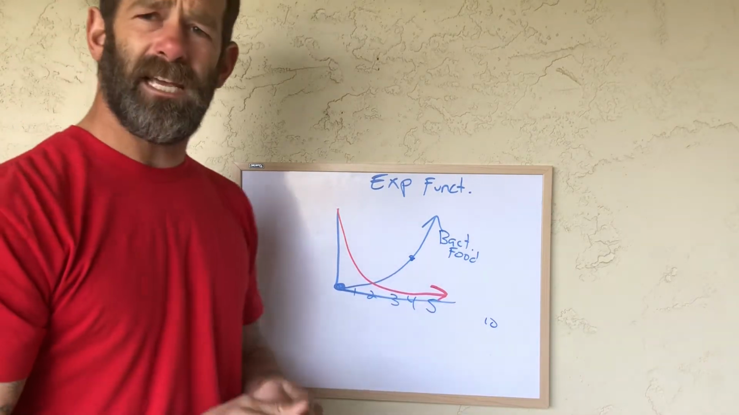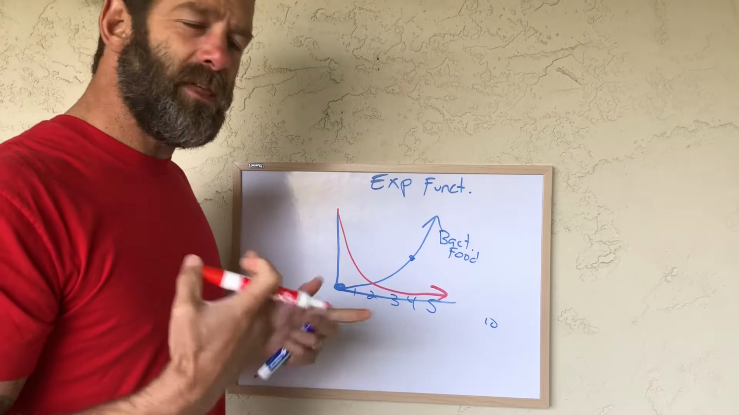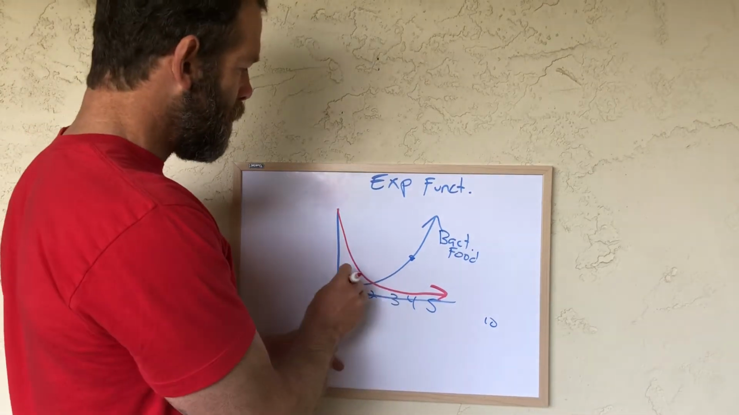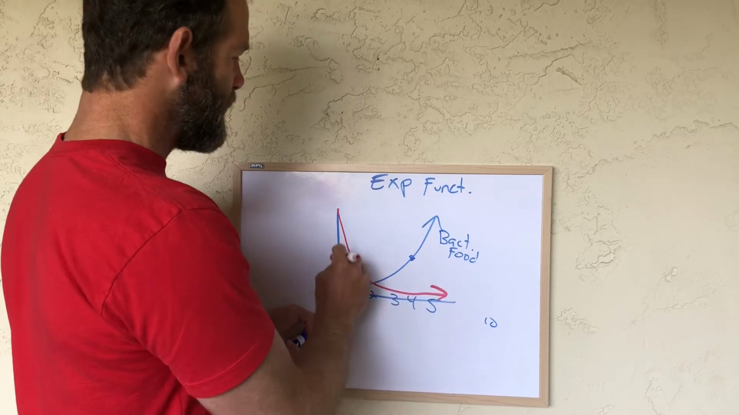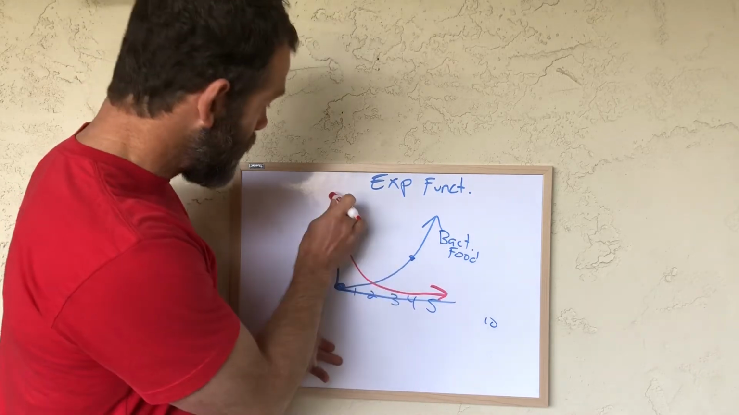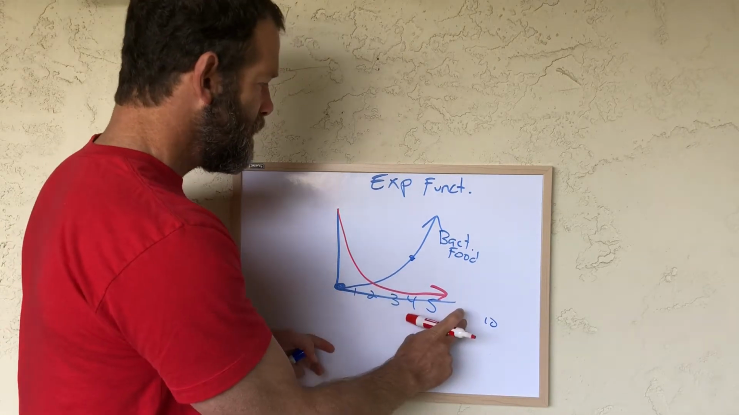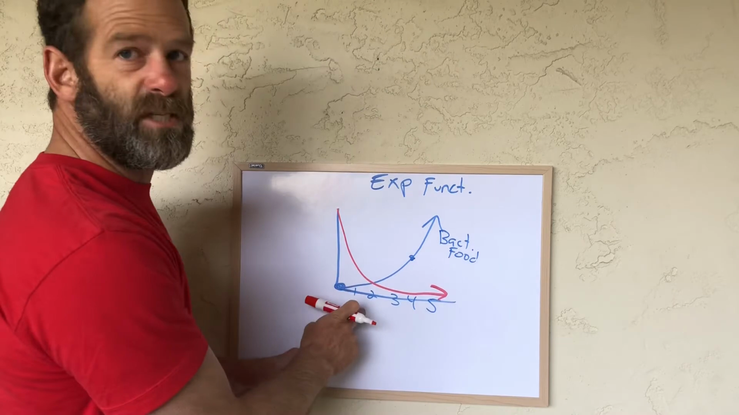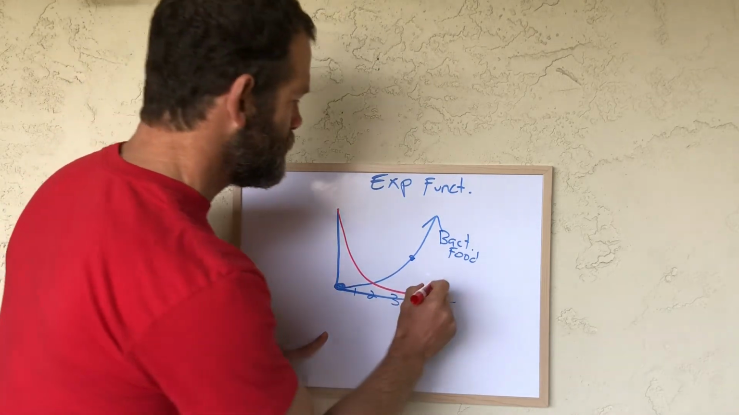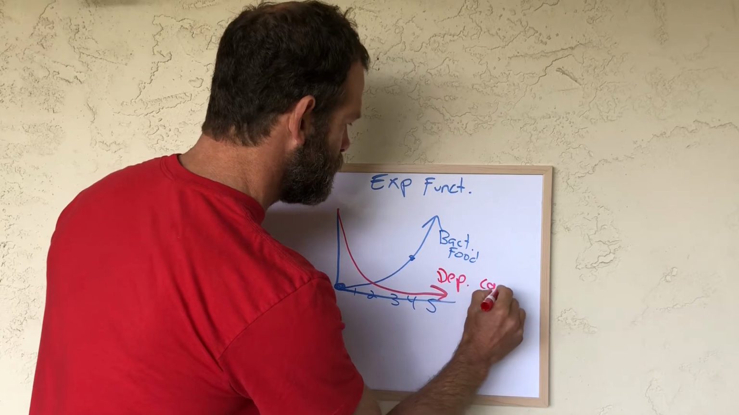This red is a negative. So think of it like this. This is called a growth. As the x gets larger, the y gets larger in value. This red is called a decay, meaning as the x gets larger, the y gets smaller in value. So let's say this is years. You buy a car. Let's just think about car depreciation.